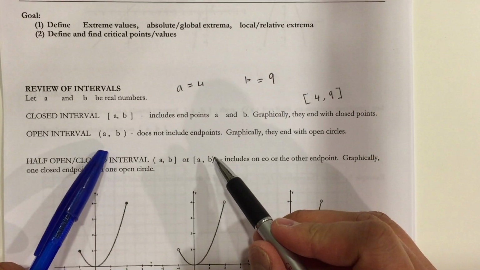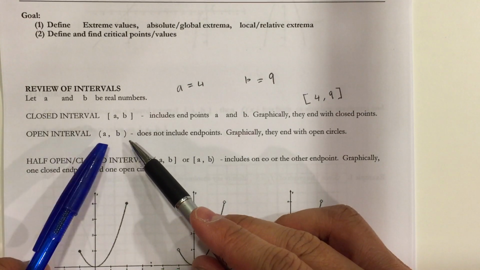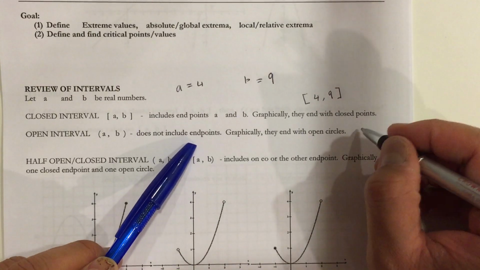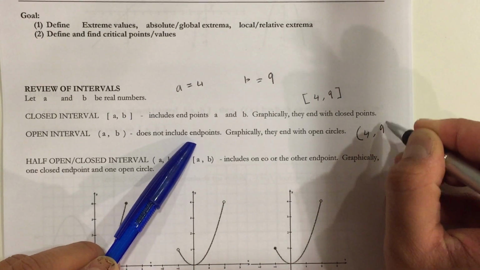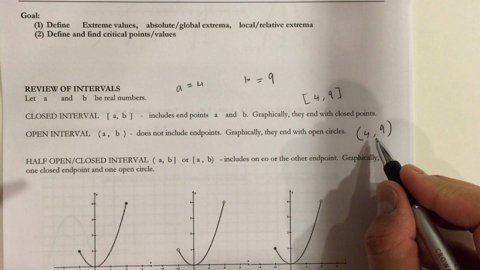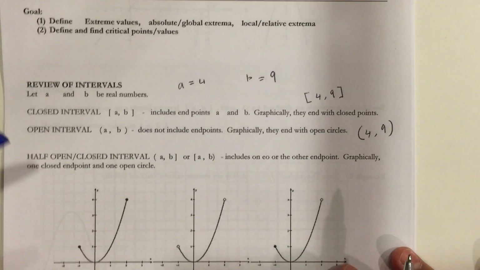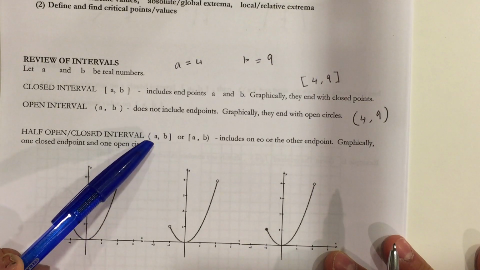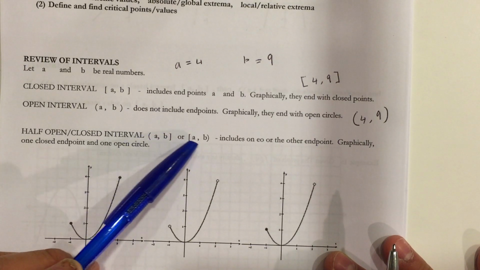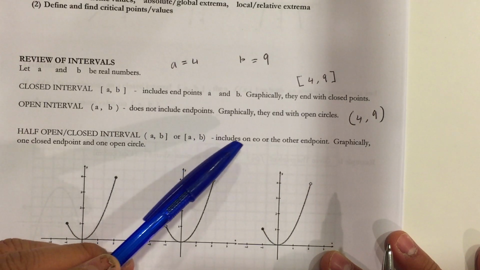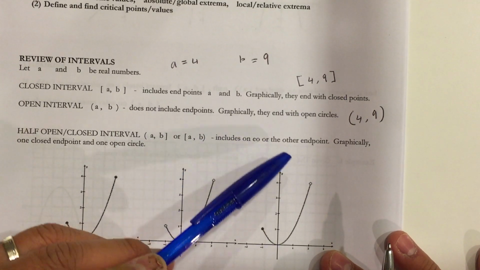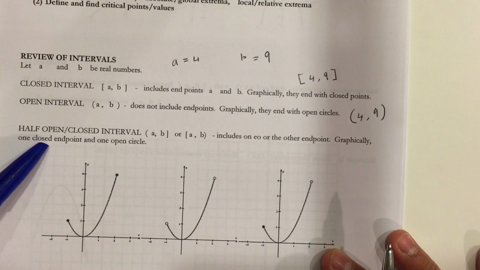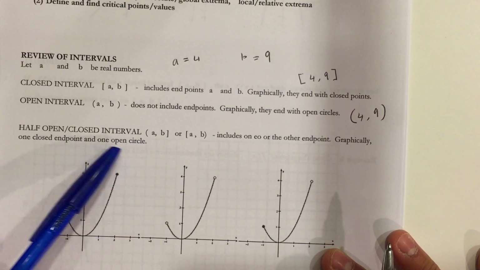Open interval, we use parentheses to represent an open interval, it does not include the endpoints. So in our example, this would be an open interval and it doesn't include the endpoints. We can also have what's called half open. This is a half open. So it's open on the left side or open on the right side. It includes one or the other endpoint. Graphically, one closed endpoint and one open circle.